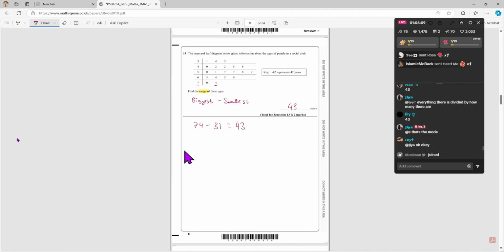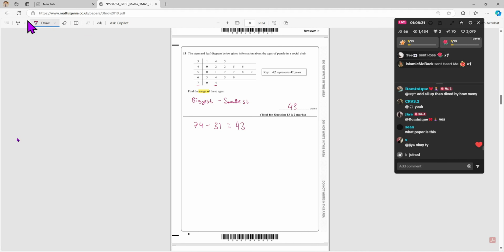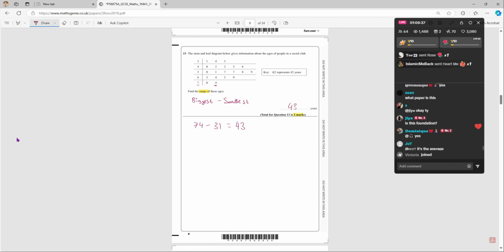So the mean is when you add every single value you're given and divide it by the number of values. And then the mode is the highest occurring number, the highest frequent number. If I explain that well. So that was a very easy question. 2 marks. This is paper 3, guys. Calculator foundation level for today.